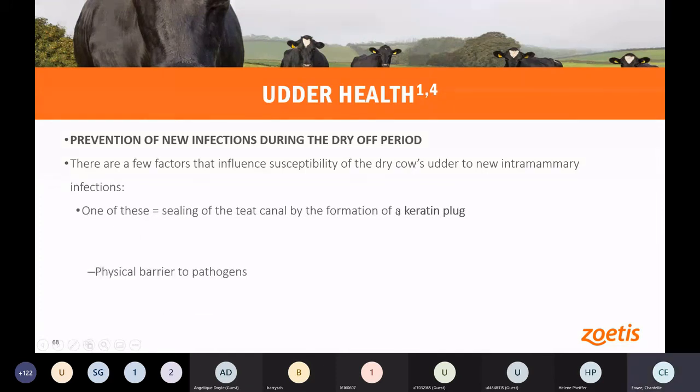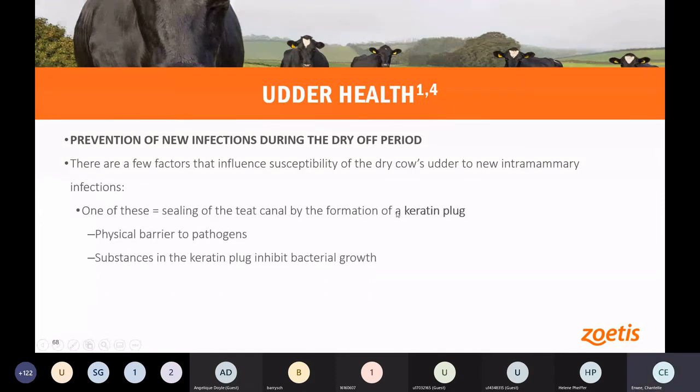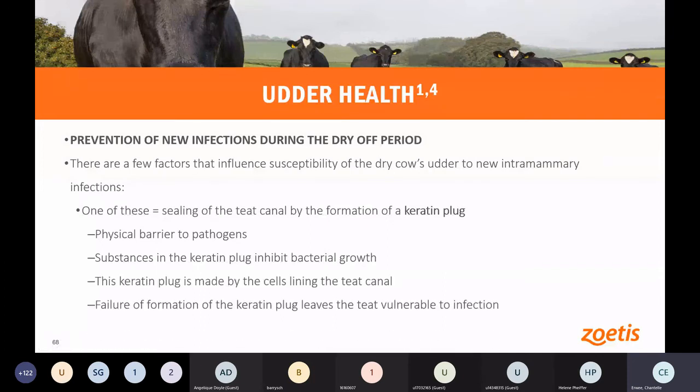So let's talk about that keratin plug. We have mentioned it before. So some of the functions of that keratin plug is, like I said previously, to provide a physical barrier to ascending bacterial infections, but then also to inhibit bacterial growth. It has some substances inherent to the substance of the plug that can inhibit bacterial growth. And obviously in a dry period, if there's failure of formation of this keratin plug, it actually leaves that teat canal vulnerable.